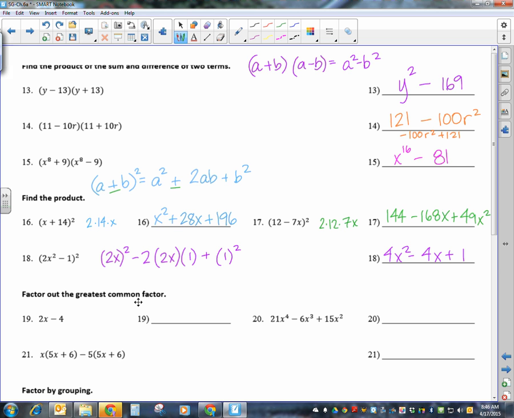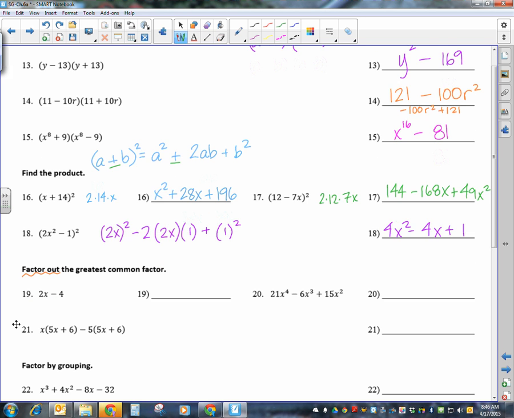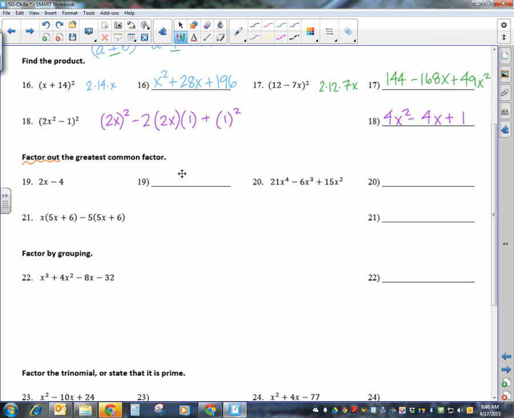All right. Factor out the greatest common factor. It didn't say tell me what the greatest common factor is. So if you figure out that it's 2, then you have to take the 2 out, which is x minus 2. So if 2 is the greatest common factor, you've got to divide 2 into each of those.